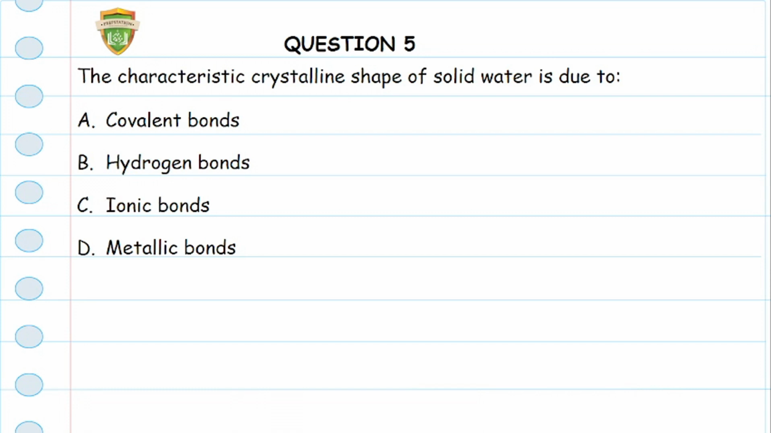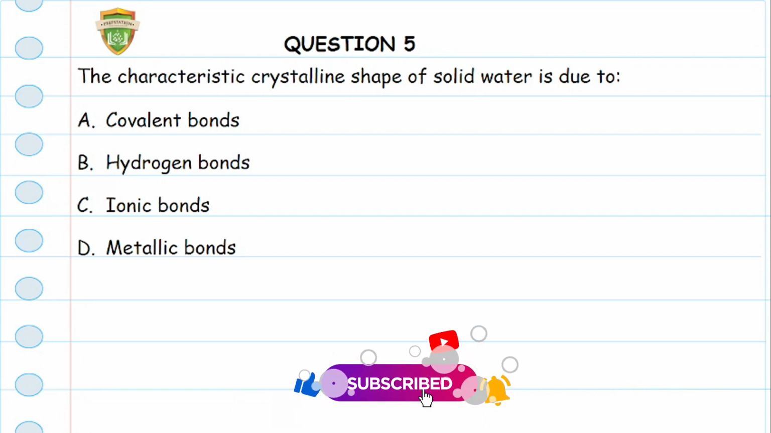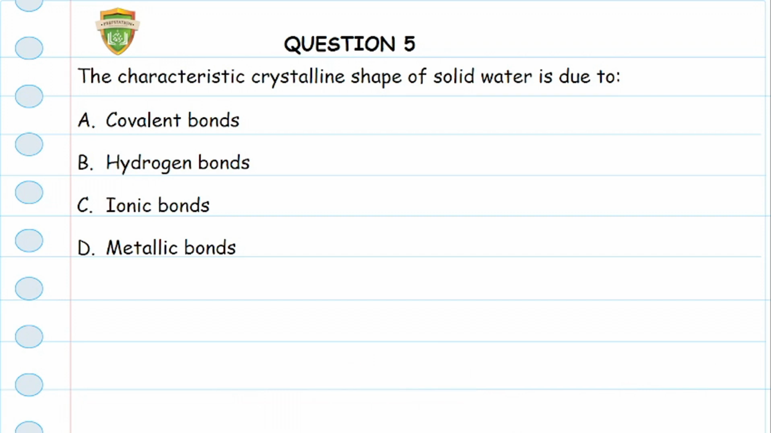It's not covalent, it's not ionic, it's not metallic. The reason why solid water has that crystalline shape, like you see in all these ice crystals in movies, that they have this six-sided, definite shape, is because of the hydrogen bonds that are in solid water.